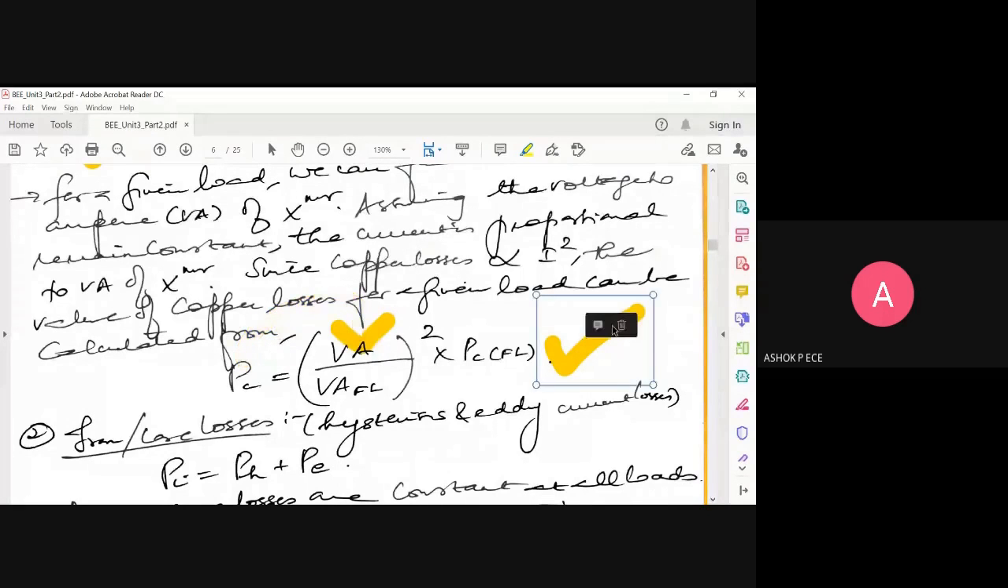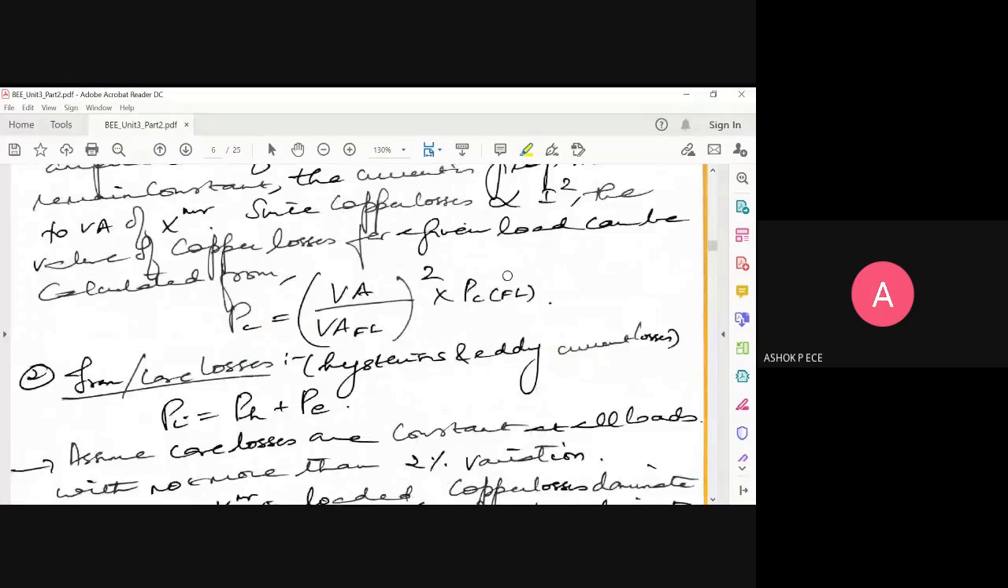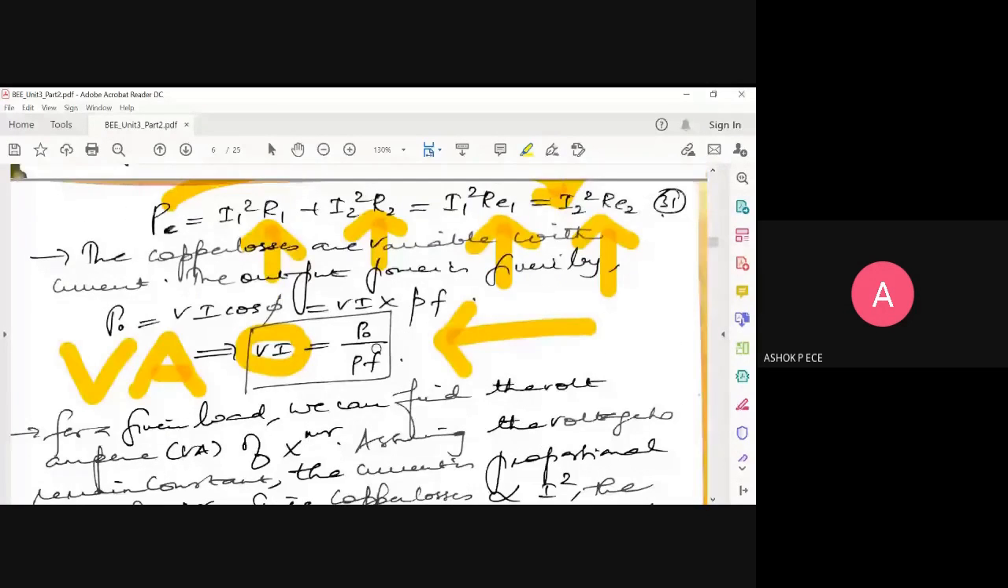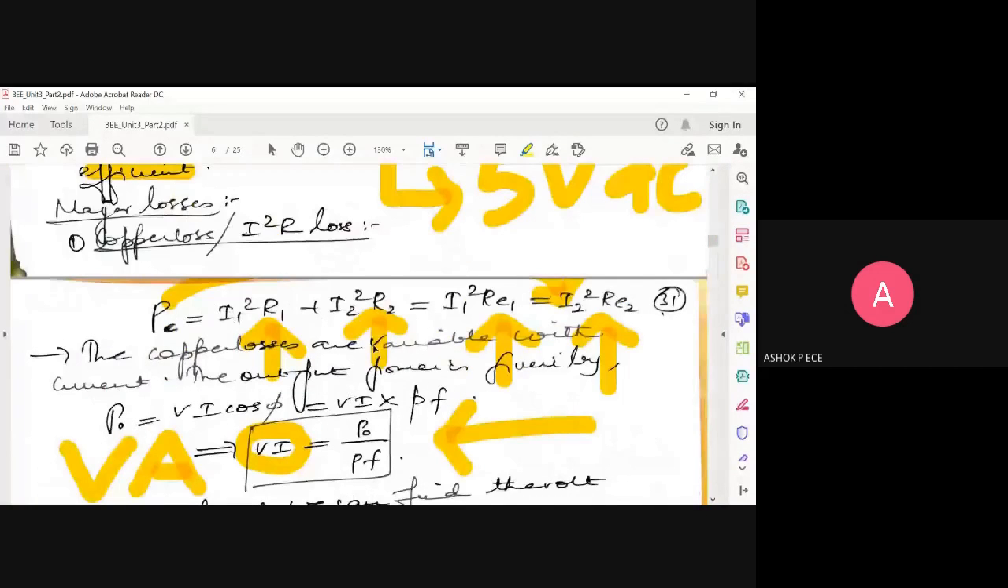So for me, the major loss which is going to reduce the efficiency of transformer is going to be the first one, copper loss or I square loss. So we have seen that. Now it is iron loss or core loss. This one we have already seen, hysteresis and eddy current loss. So in the core, hysteresis and eddy current loss will be there.